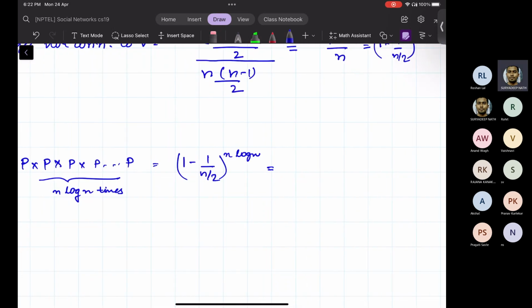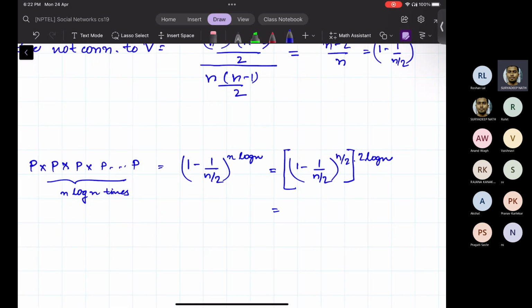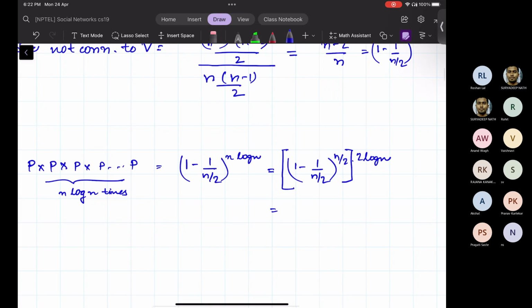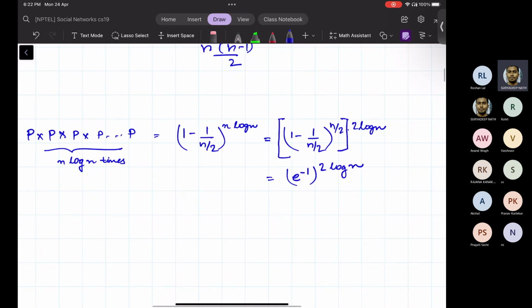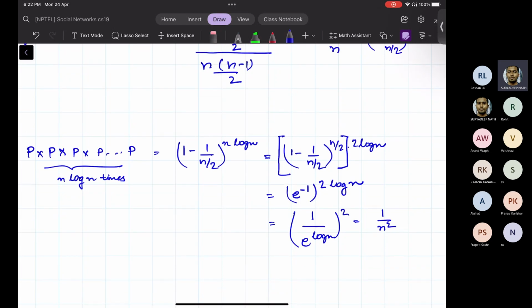We can write it as 1 minus 1 over n by 2, to the power n by 2, into 2 log n. Now, for large n, the term in the braces is e to the power minus 1. So e to the power minus 1 to the power 2 log n, that would be 1 over e to the power log n whole square, that is 1 over n square. So this is for large n.